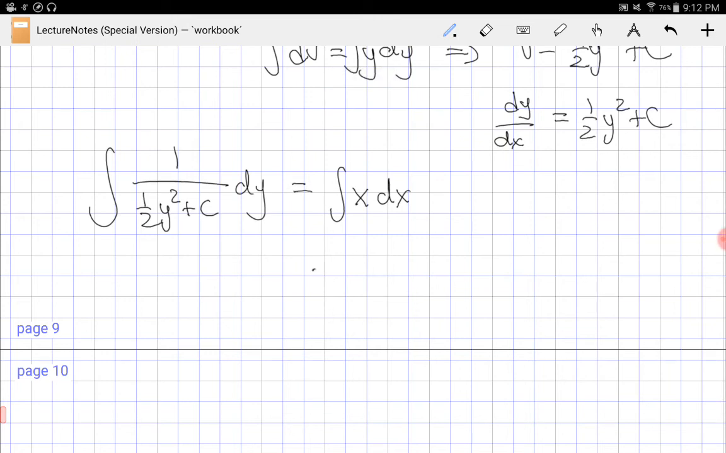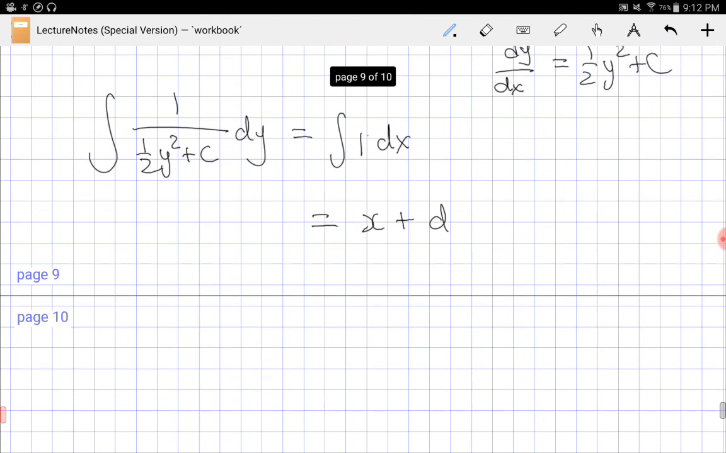So the right hand side, it's fairly easy to integrate. Whoops, it's not x dx. It would be 1 dx. I got ahead of myself. So the integral would just be x plus d. And I'm using d here because I already have a constant that I've added from the first time I integrated.